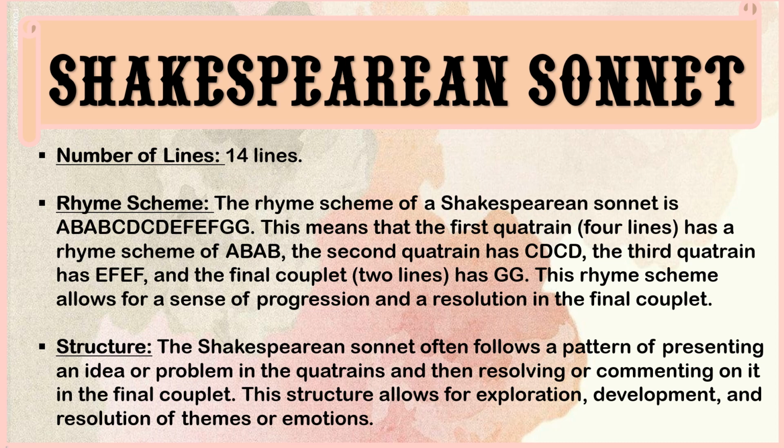You can make a note of it from the image. The first 4 lines have the rhyme scheme of ABAB, the second set of 4 lines have the rhyme scheme CDCD, the third have it as EFEF, and then there is a final couplet, the last 2 lines, which have the rhyme scheme GG. Apart from this, a sonnet often follows a pattern of presenting an idea or a problem in the quatrains, that is, the 3 sets of 4 lines each, and then in the couplet there is a resolution or a conclusion to whatever problem or idea has been proposed above.